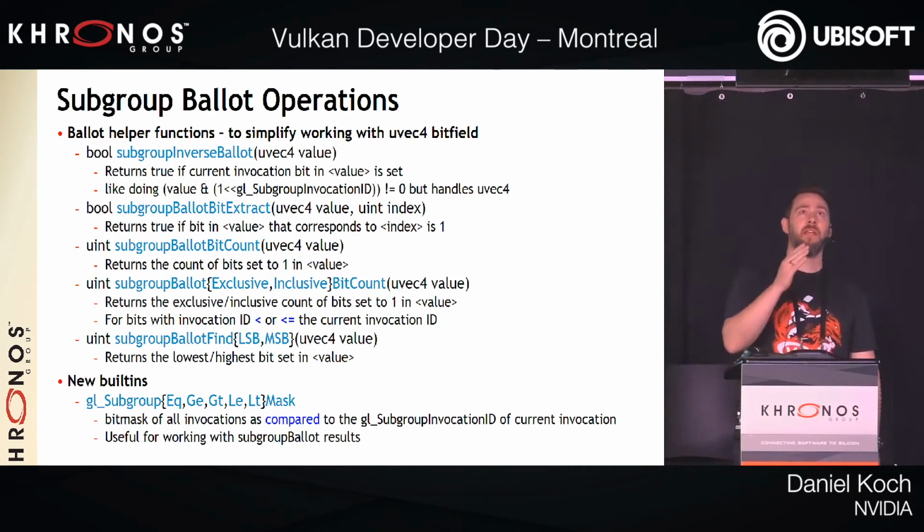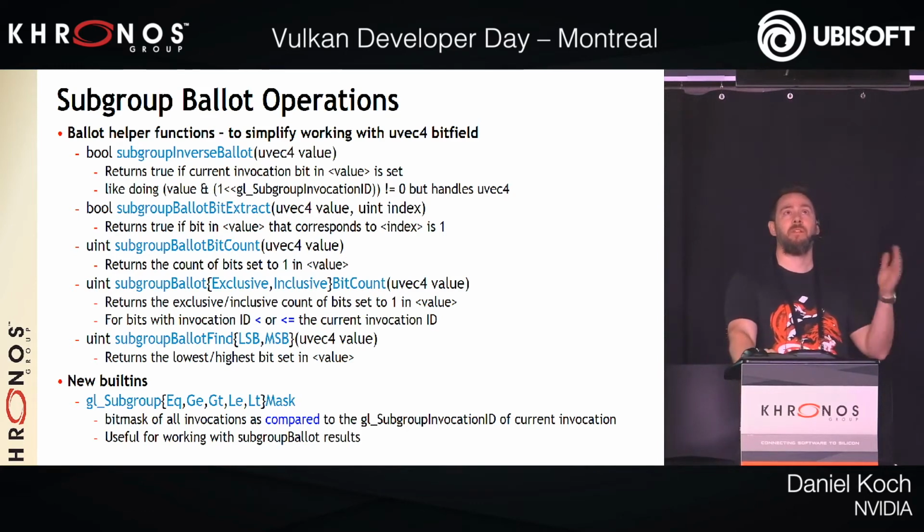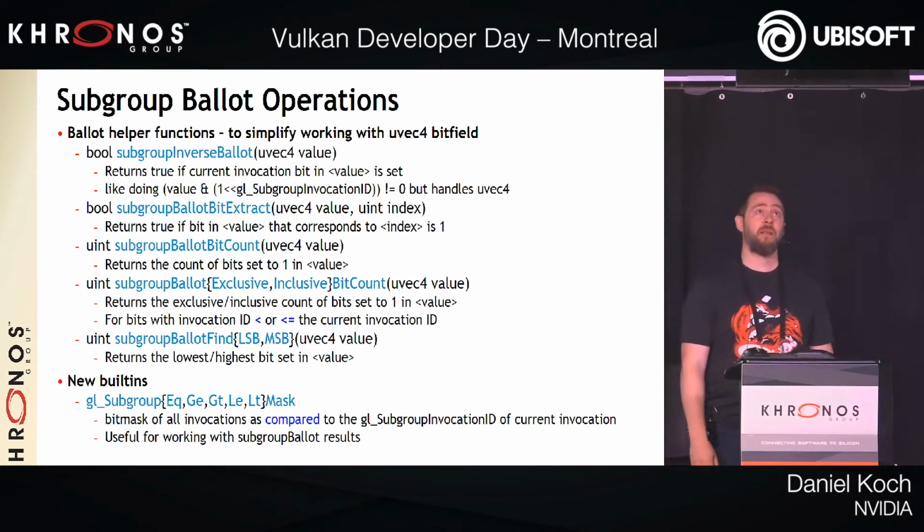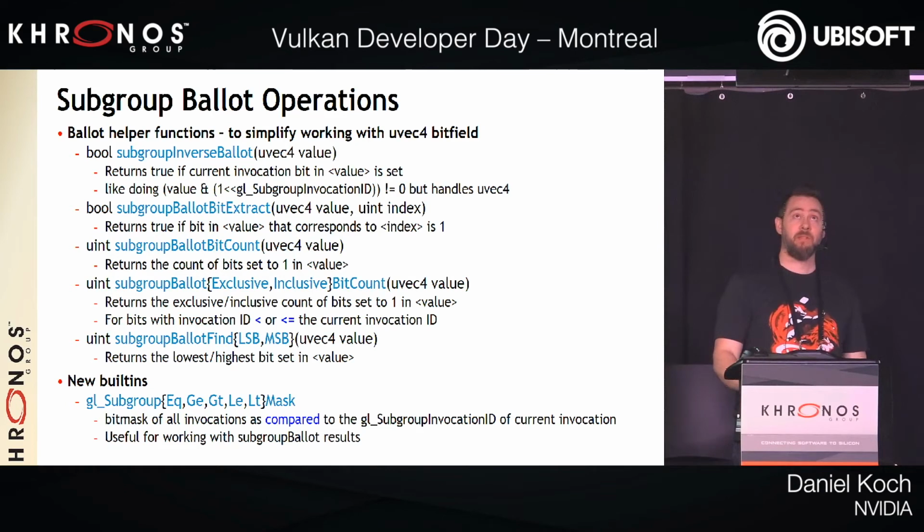You can also do exclusive and inclusive bit counts. Those are just like the add operations. They include the lower ones, or the lower ones and yourself. So if you want to calculate how many invocations below me evaluated true, you can figure that out. And finally, there's subgroup ballot find LSB or MSB. Subgroup ballot find LSB is basically going to give you the same as subgroup elect. And MSB, maybe you want to know the highest thread for some reason. Just some other helper functions.